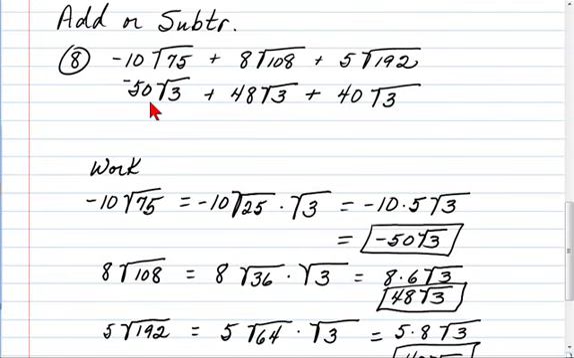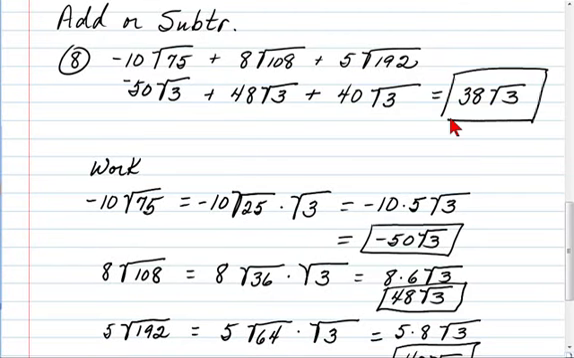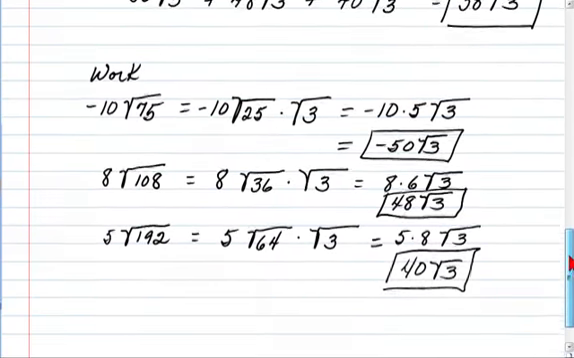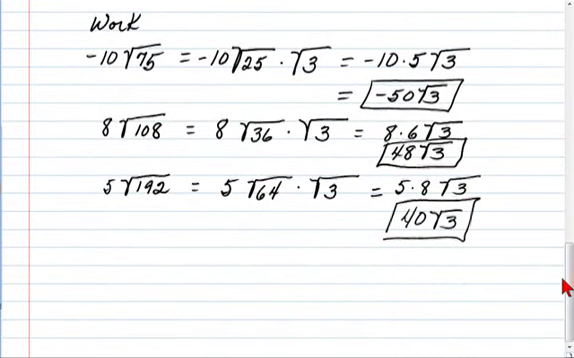Now I need to take negative 50, positive 48, and positive 40, and that's going to give me, if I can do this, how about 38 times the square root of 3? And that is my final answer. This is all the work that was involved. Don't try to do your test in your head. Be organized and write down your problems.